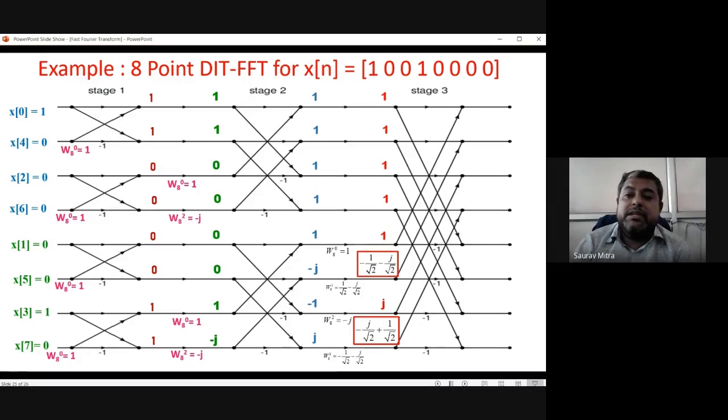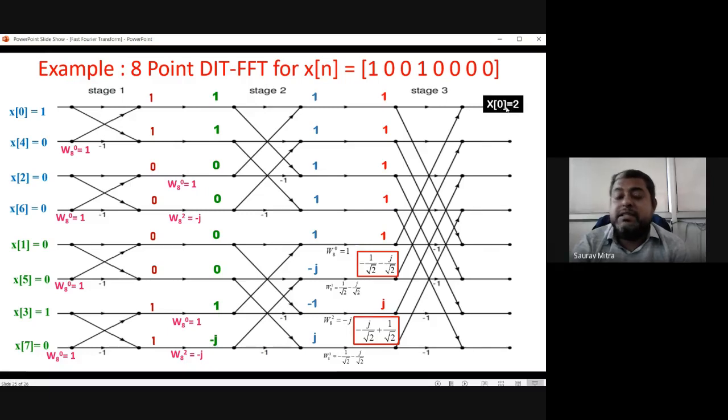Now let us calculate the stage 3 output. There is a final stage, so the biggest hurdles are over. This point is the biggest hurdle, that is multiplying the output of stage 2 with the twiddle factors W81 and W83. Once it is done properly, this is almost over. So what is x0? Now you have to add line 1 and line 5. Line 5 input is 1, so this 1 is going up and getting added with this 1. So x0 is 1 plus 1 is equal to 2.